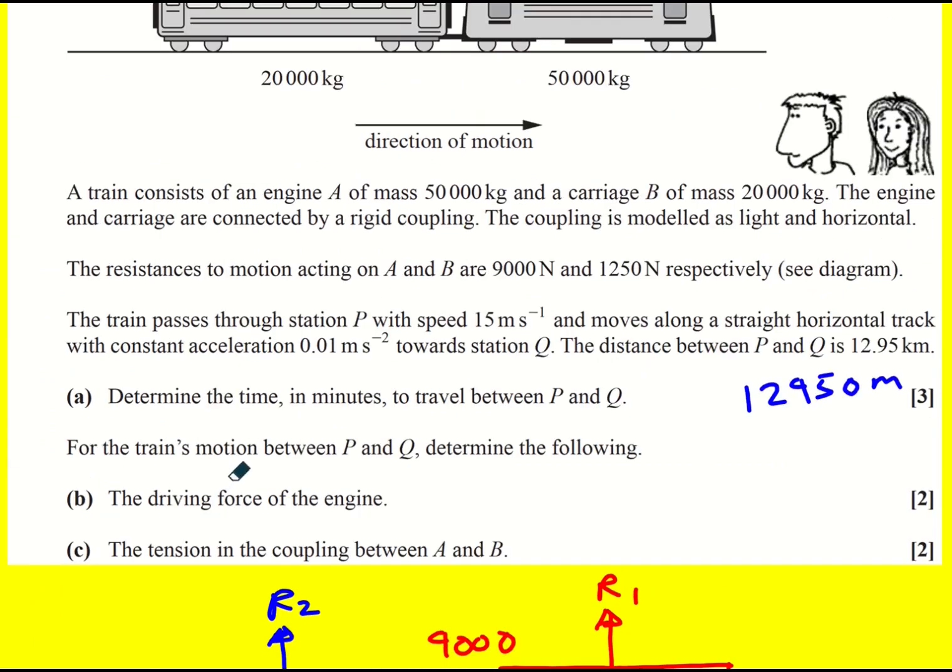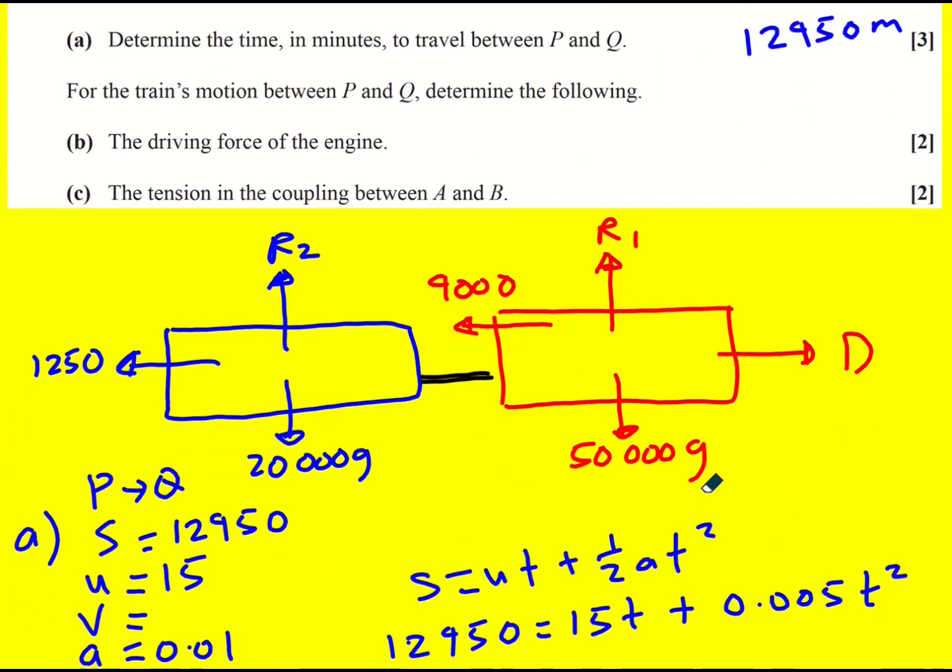So now we're looking at the train's motion again between P and Q and trying to find the driving force of the engine and then the tension. Do you know what? I forgot to do that. At the moment, the blue train is just accelerating to the left. Why is it actually moving along with it? It's because of the tension. And what impedes the engine somewhat, it's having to pull the carriage, and there's going to be a tension going that way. I've done it in different colors to show which system it's applying to.